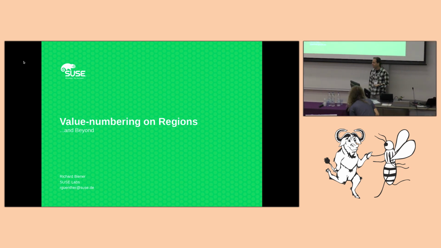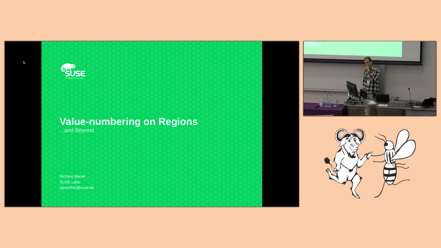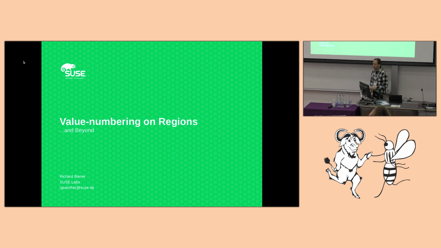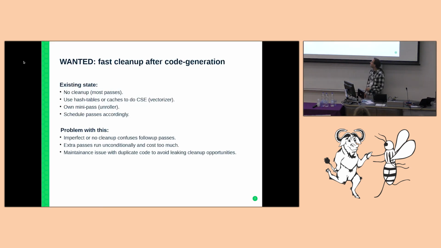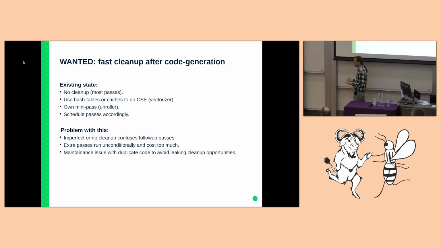So today I will talk about work that I've been doing at the end of last year and then refreshed throughout the summer, which is trying to rewrite the value numbering we are using in FRE and PRE, mainly for the motivation to make it work on regions.